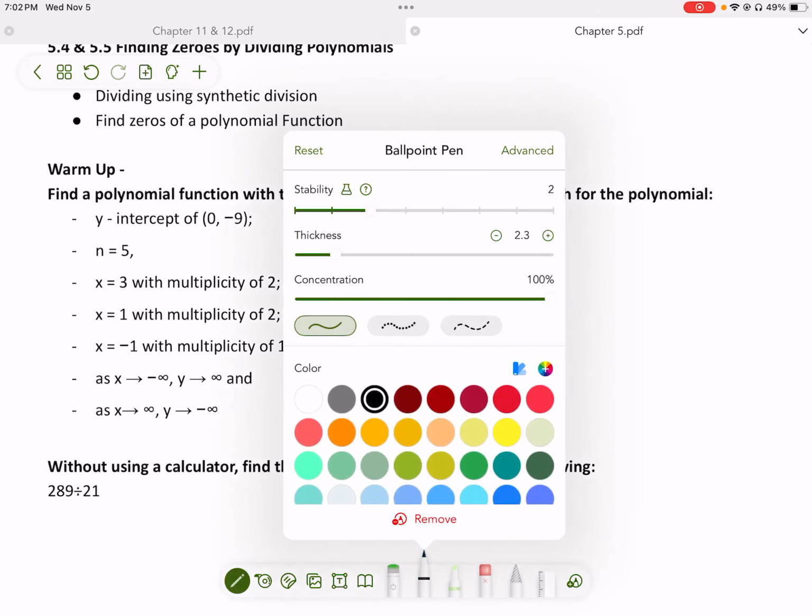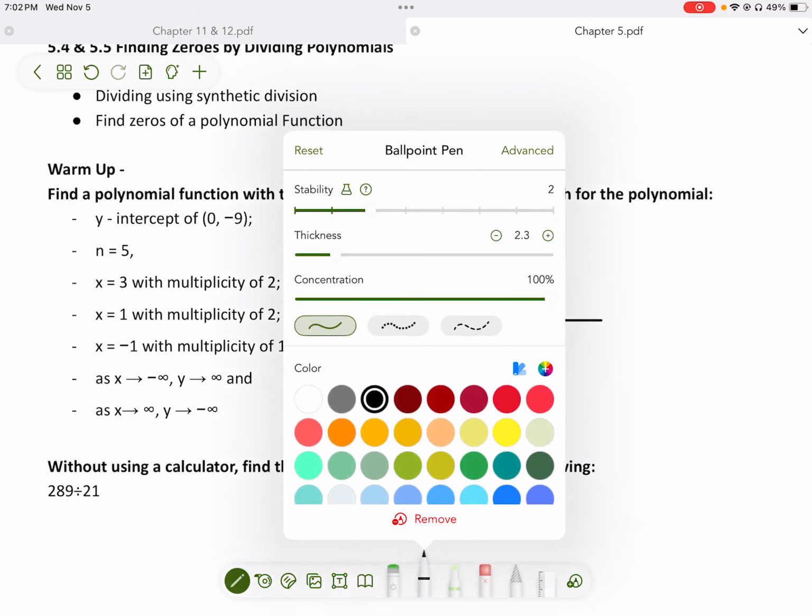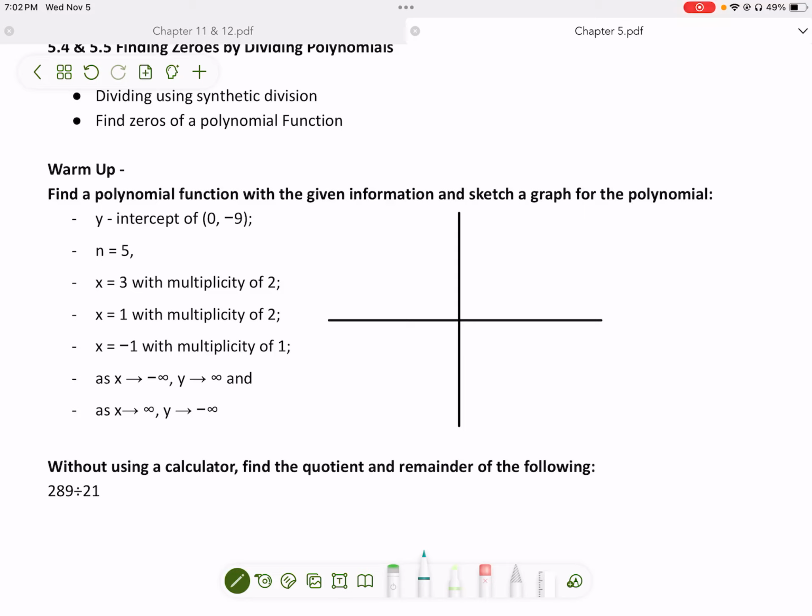We've got a bunch of information, so I'll go ahead and draw my axis, and it looks like I've got a power of 5, so that's useful. I have a y-intercept of -9. I have an intercept at 3. I have an intercept at 1, and I have an intercept of -1.